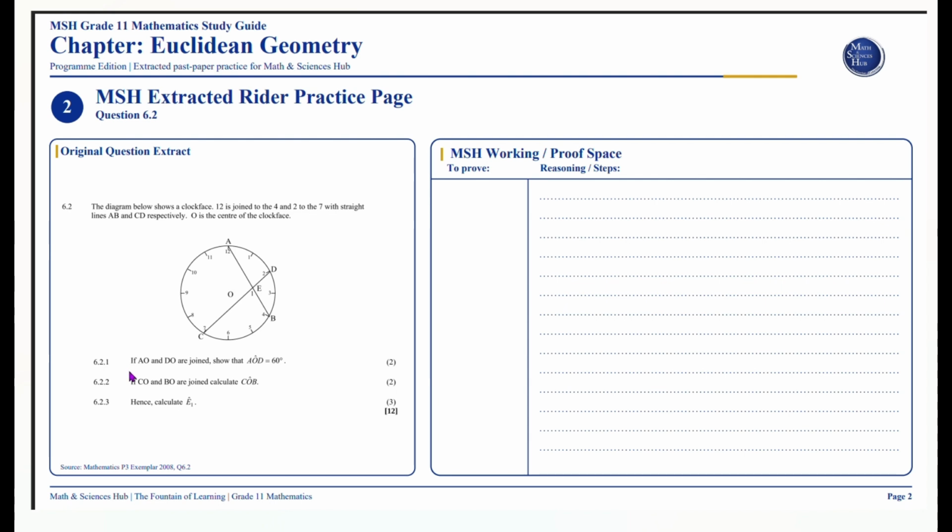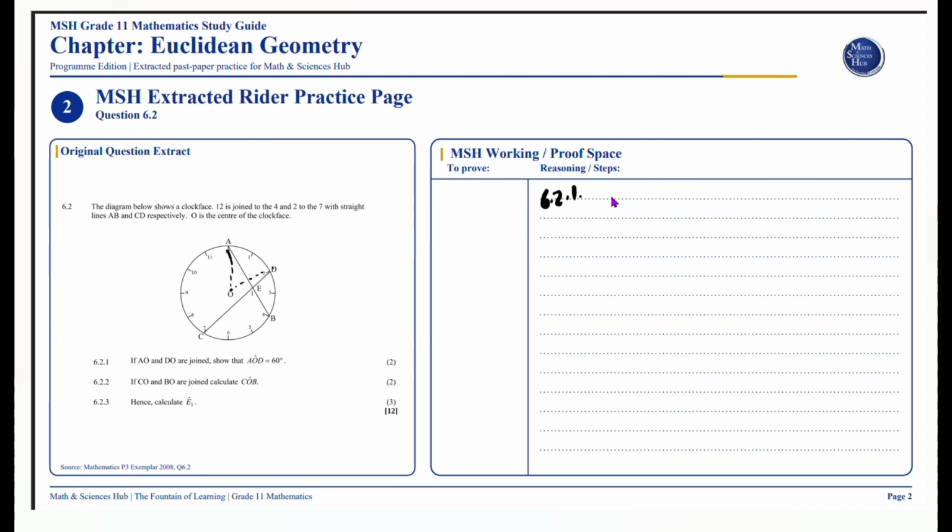6.2.1 says if AO and DO are joined, show that angle AOD equals 60 degrees. So they say if we join OA and OD, we need to determine this angle at the center there.